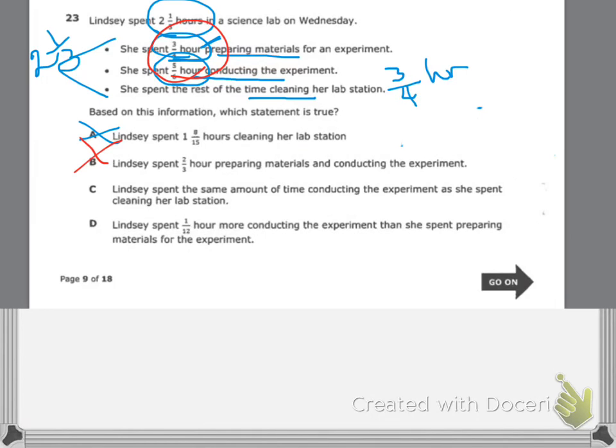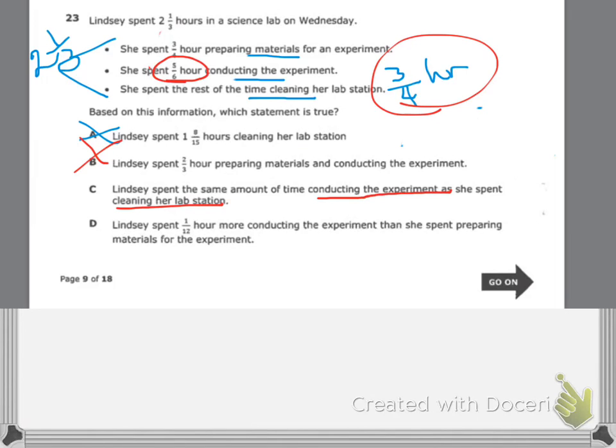Lindsay spent the same amount of time conducting the experiment as she spent cleaning the lab. Do y'all remember how much time she spent conducting the experiment? Let me clean some of this out. Conducting the experiment was 5/6 of an hour. Cleaning the station was this. Are those the same? Nope. I sure hope the answer choice is D. If it's not, then we've made a mistake somewhere.